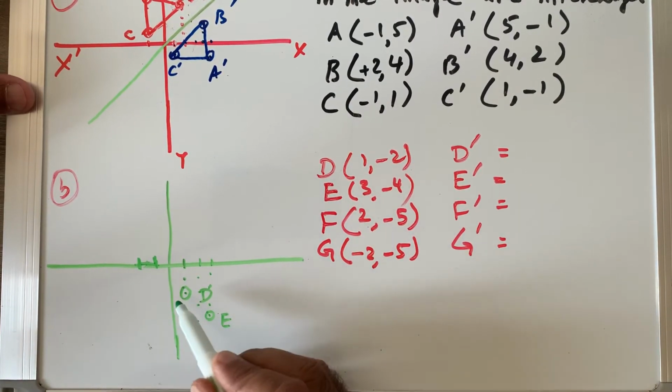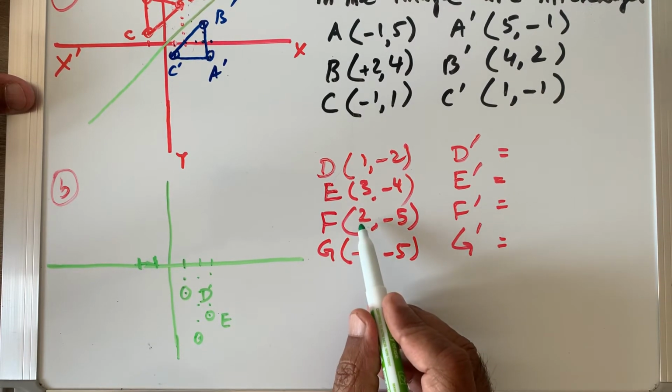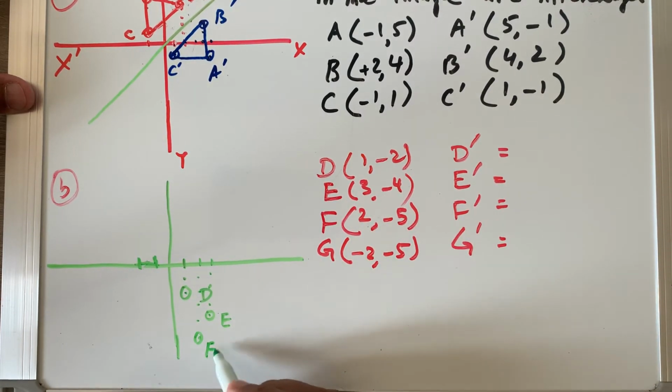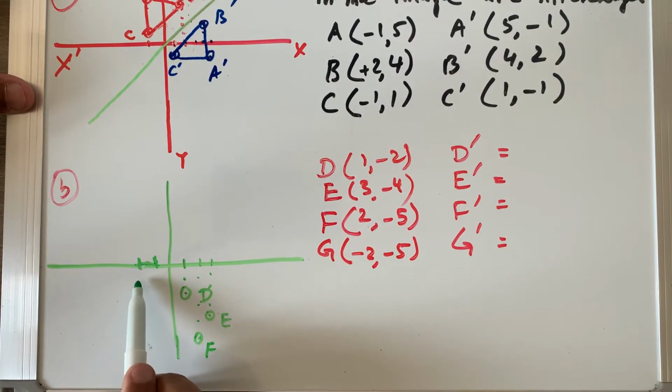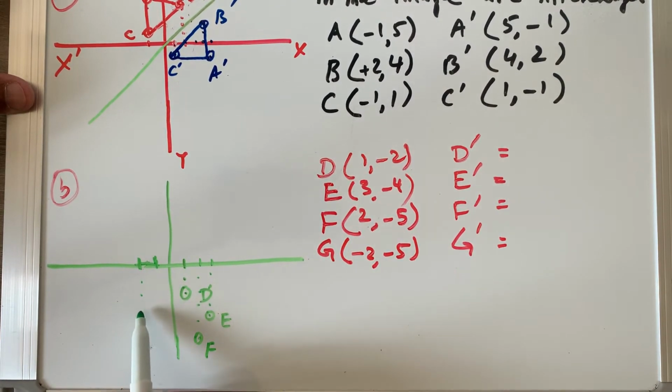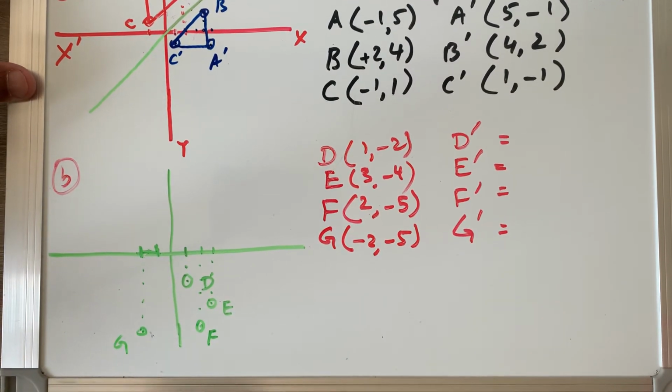So you got your D, you got your E, you got your F, 2 and minus 5. And now I have to draw minus 2 and minus 5. So minus 2 and minus 5. 1, 2, 3, 4, 5. Oh, it will be in this line, right? Because it is also minus 5. So this is G. So these are my points, D, E, F, G, right?